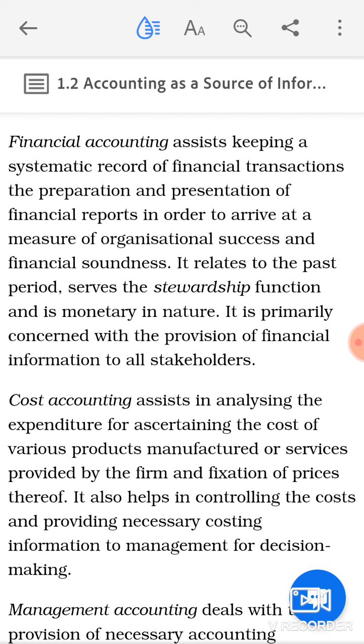Second, we'll talk about cost accounting. Cost accounting assists in analyzing the expenditure for ascertaining the cost of various products manufactured or services provided by the firm, and the fixation of prices thereof. With the help of cost accounting, we analyze all those expenditures for ascertaining the cost of various products manufactured. Whenever we manufacture any product, we know there will be a lot of cost of production.